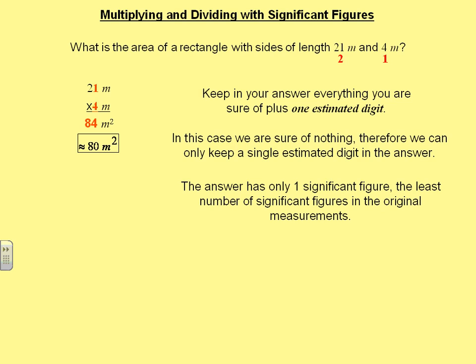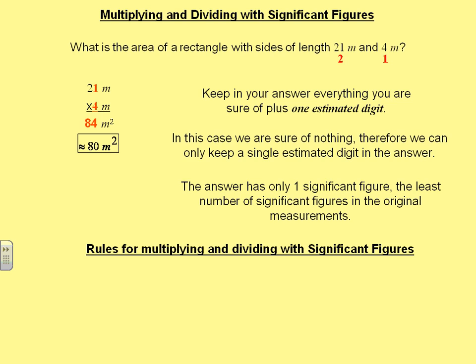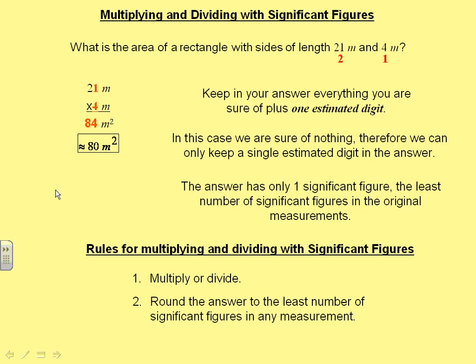And that's going to be our general rule here. So, rules for multiplying and dividing. Step 1, multiply or divide. Show what you have here on the calculator. And then round the answer to the least number of significant figures in any measurement.